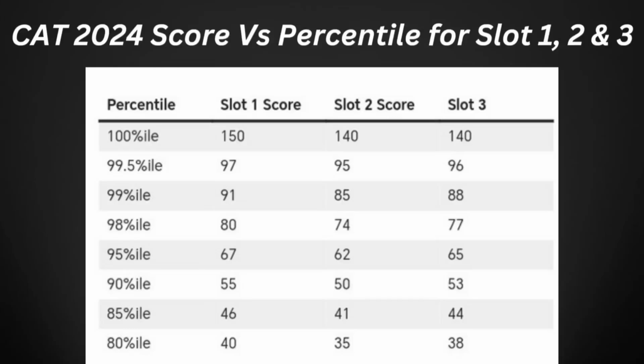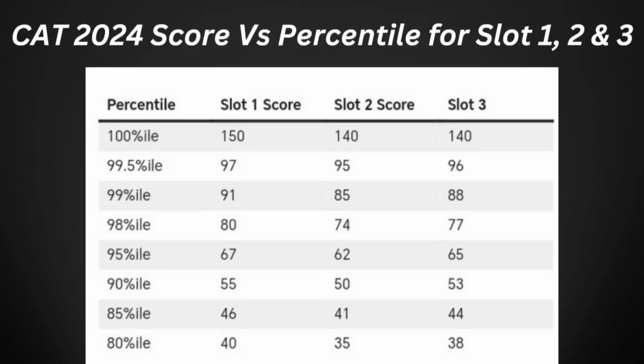Now coming to the CAT 2024 score versus percentile for slots 1, 2 and 3. If we consider the slot 1 score, if it is 150, then it can be considered as 100 percentile. If it is 97, it is 99.5 percentile. If your CAT score is 91, then it is 99 percentile. If your slot 1 CAT 2024 score is 80, then it is 98 percentile.